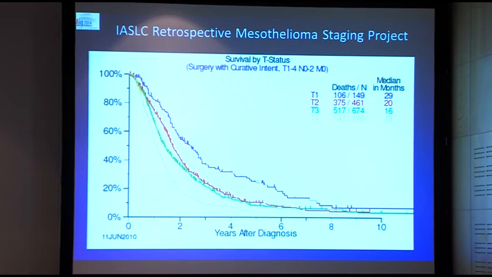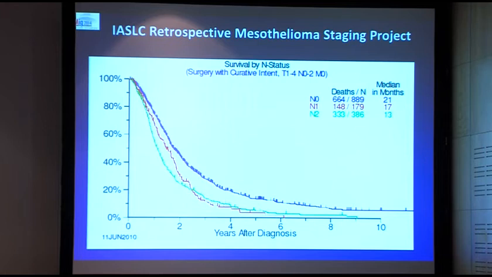So here's survival by T descriptor status, and this is T1, of course, in the blue, T2 in red, and T3 in green, and so on. And you'll see that the T2 and T3 are very, very close, and you'll see the statistics in a minute.